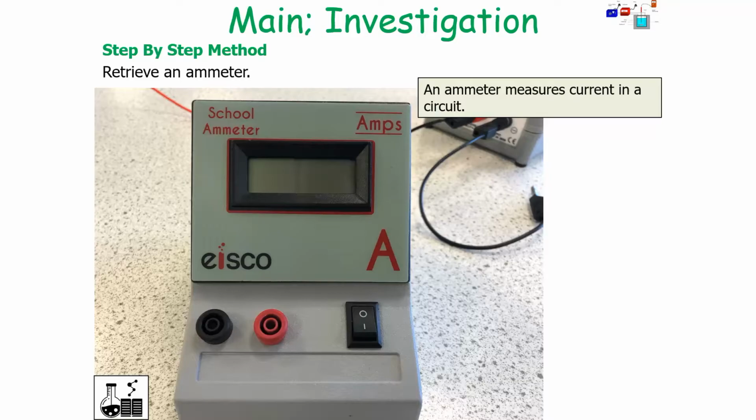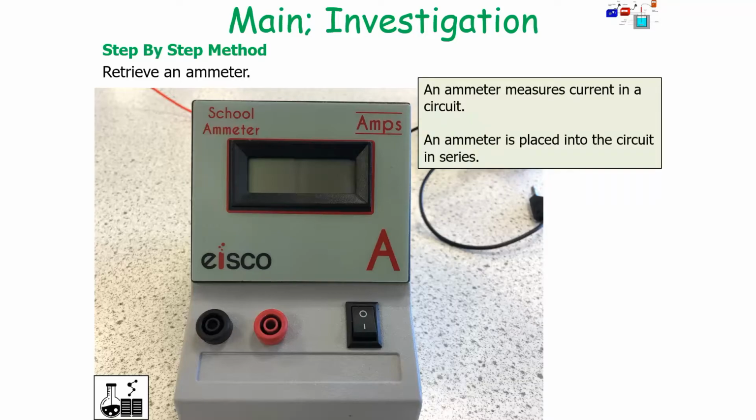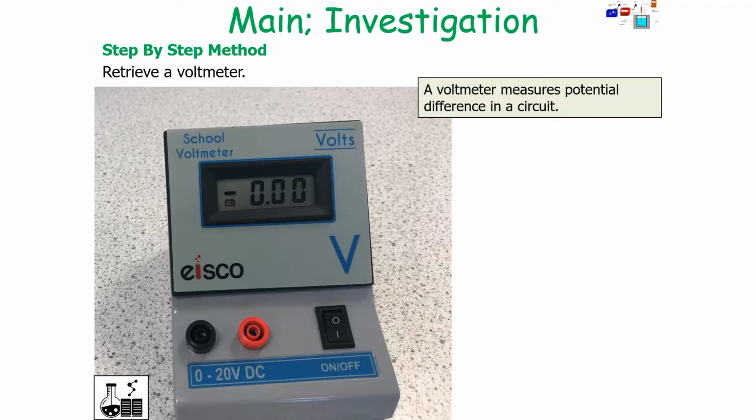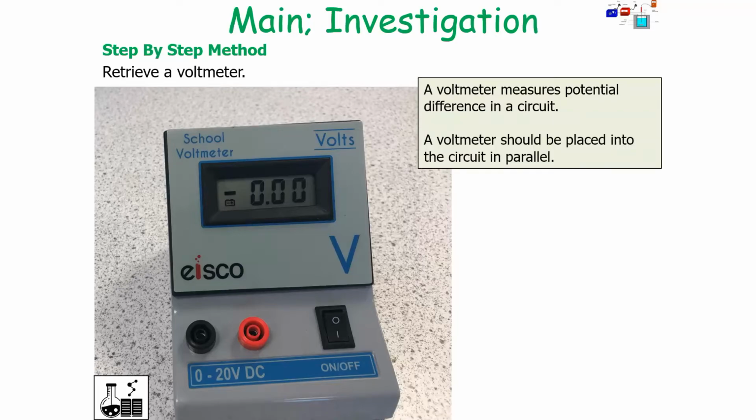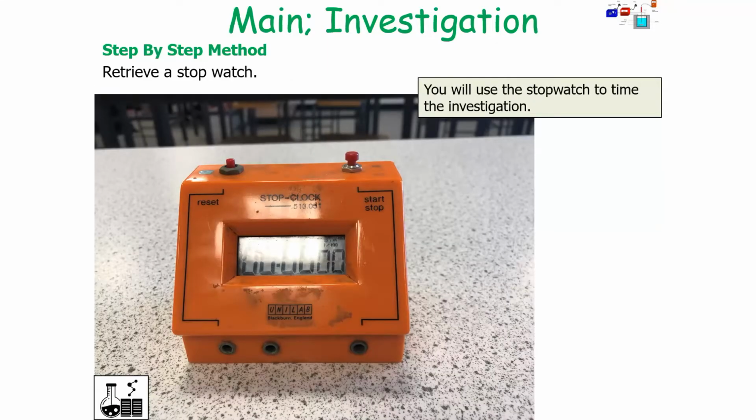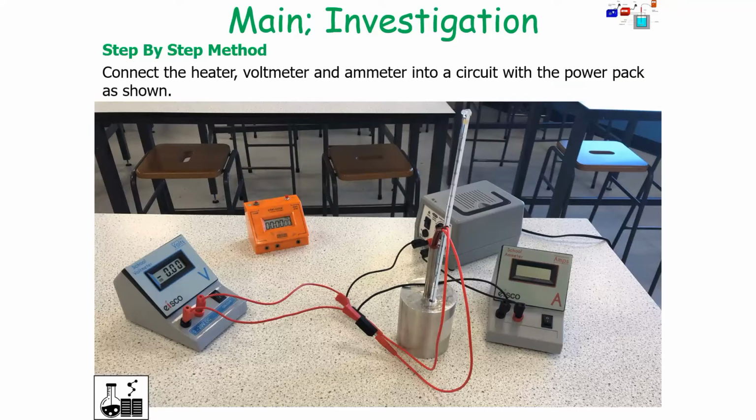You will need an ammeter to measure current in the circuit, which would have to be placed in series with the heater and the power pack, and a voltmeter, which measures the potential difference in the circuit, which will be placed in parallel to the heater, because that's the component we want to be measuring the electrical properties of. You'll then need to retrieve a stopwatch, and you'll use the stopwatch to time the investigation.